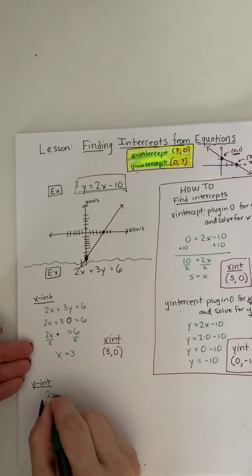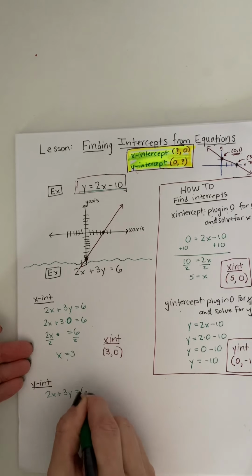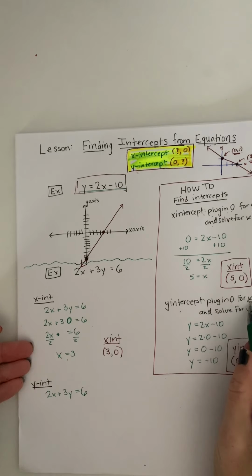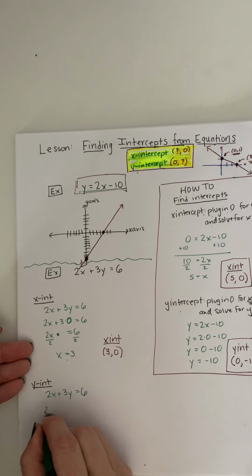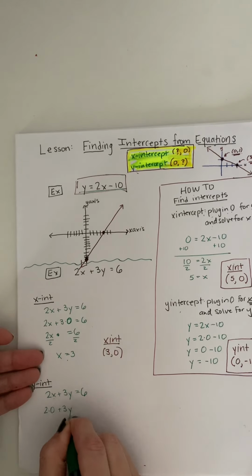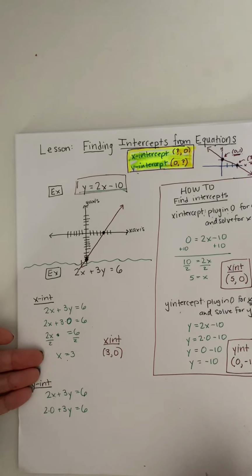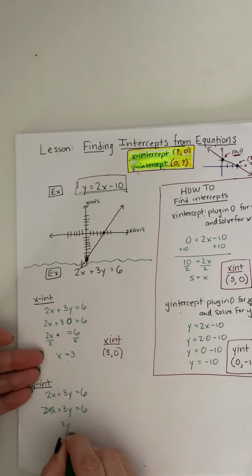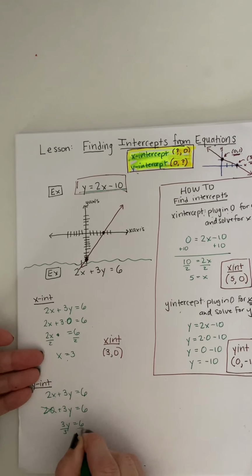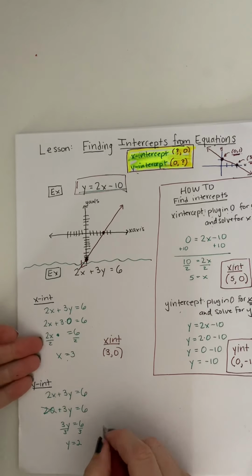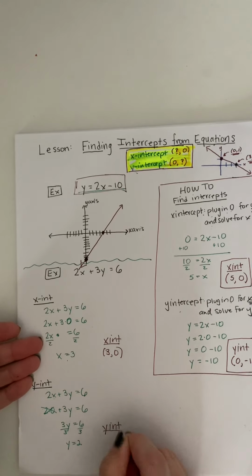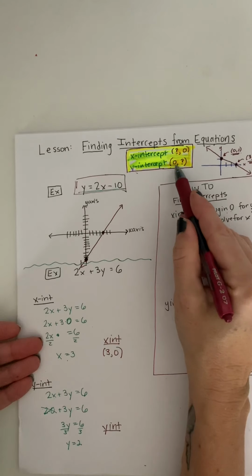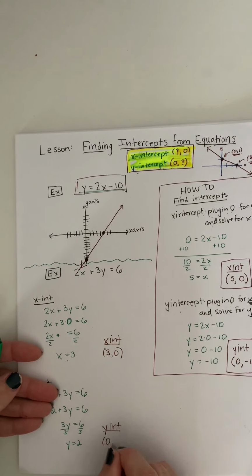Take the equation, plug in 0 for x, and solve for y. So 2 times 0 is 0. So we get 3y equals 6. Divide both sides by 3, and y equals 2. So our y-intercept always has this form, 0 comma the y. So 0 comma 2.